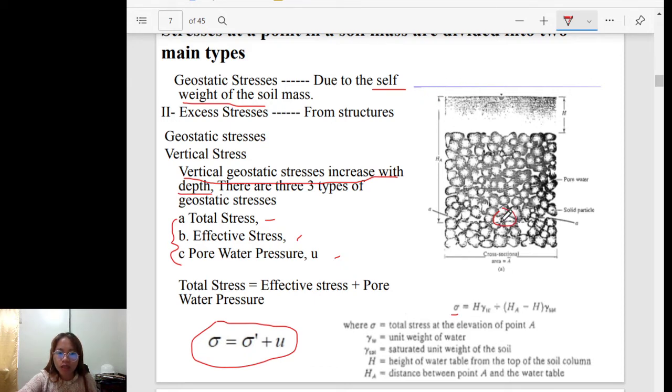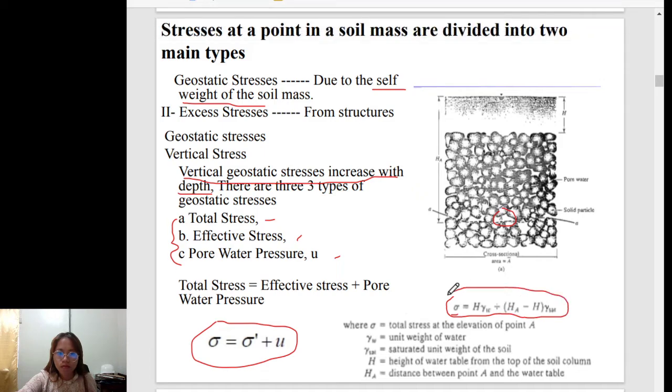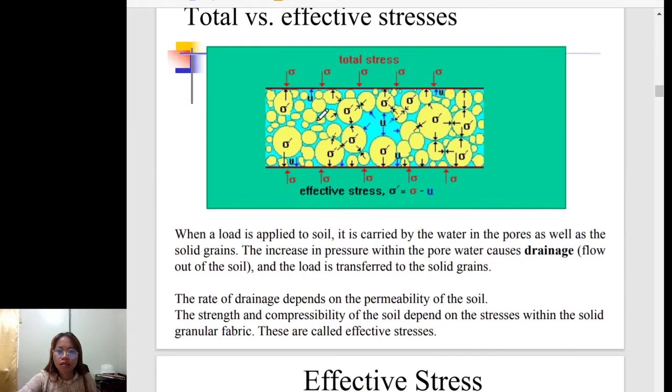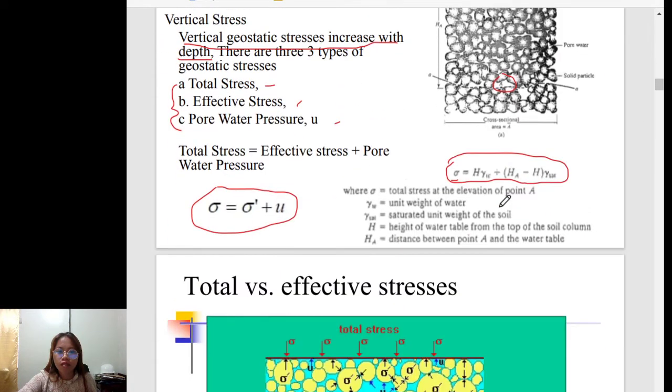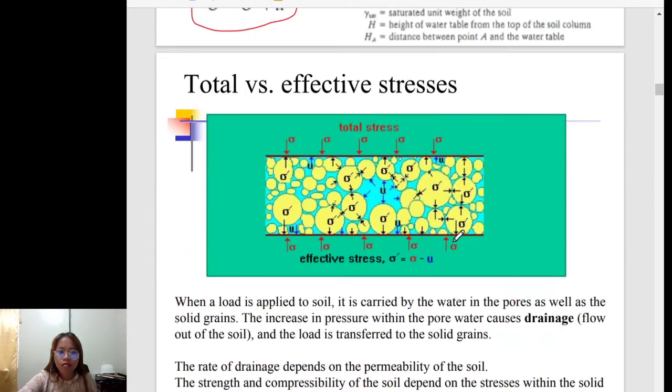So what is the total stress at this point A? So this is the formula, no? To further understand this one, we have a series of slides, no?